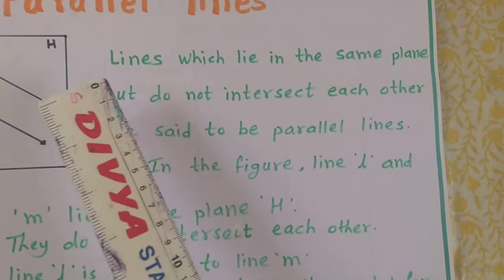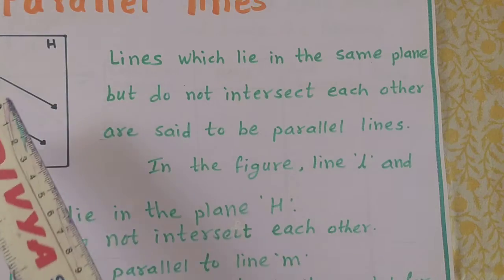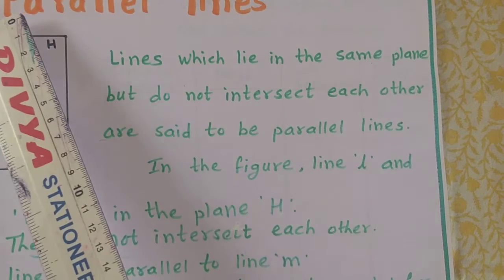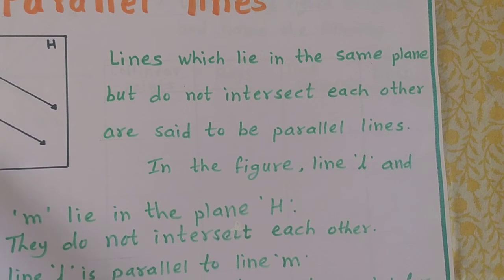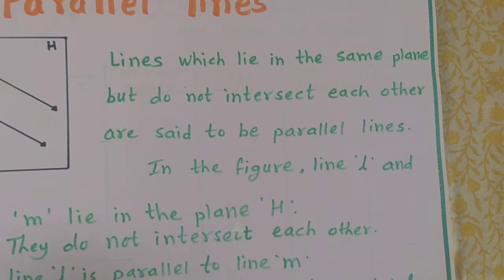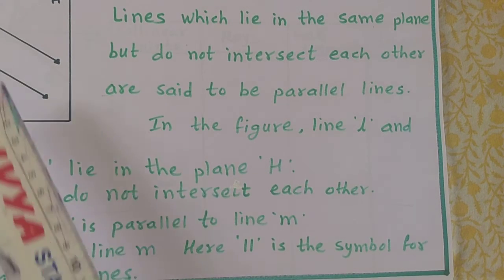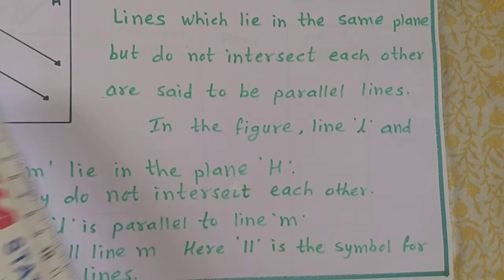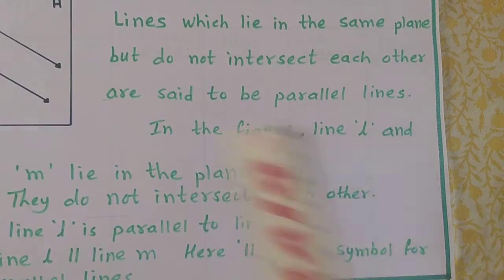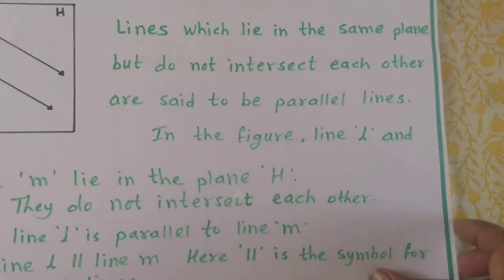Parallel lines. Lines which lie in the same plane but do not intersect each other are said to be parallel lines. In the figure, line L and line M lie in the plane H. They do not intersect each other. So line L is parallel to line M. Line L parallel line M. Here the double-line symbol is the symbol for parallel lines.